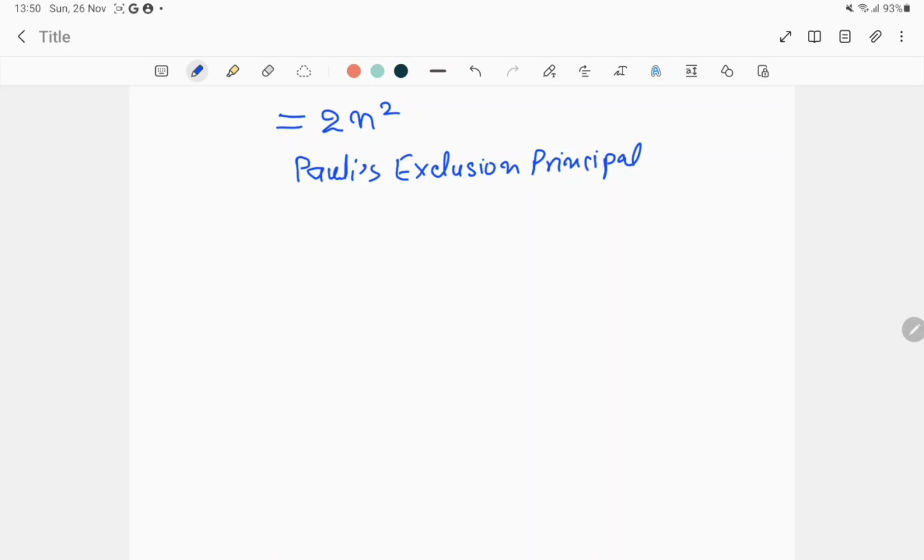Here n is also known as the number of the given shell from the nucleus, or n stands for the orbit serial number. For example, if n is equal to 1, then K shell, the maximum number of electrons the K shell can accommodate is equal to 2n square, which is 2 into 1 square, equal to 2 electrons.